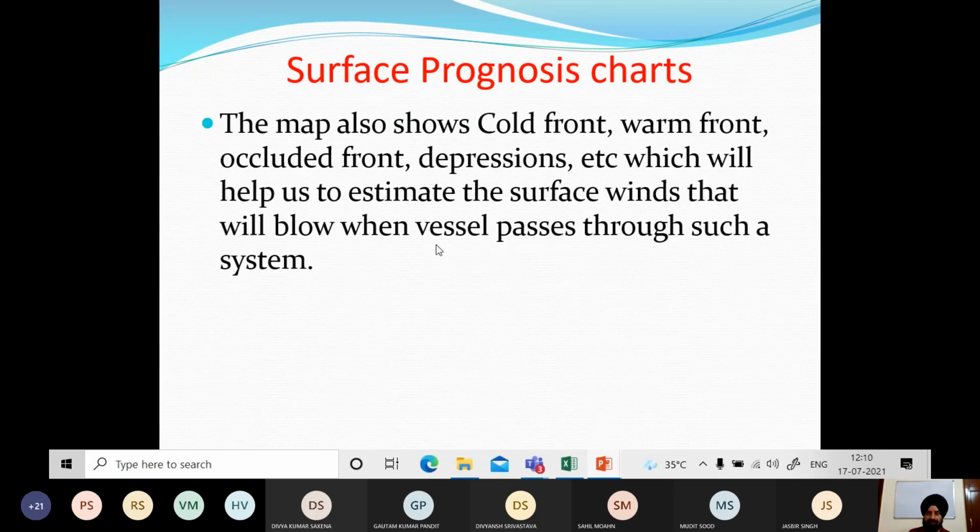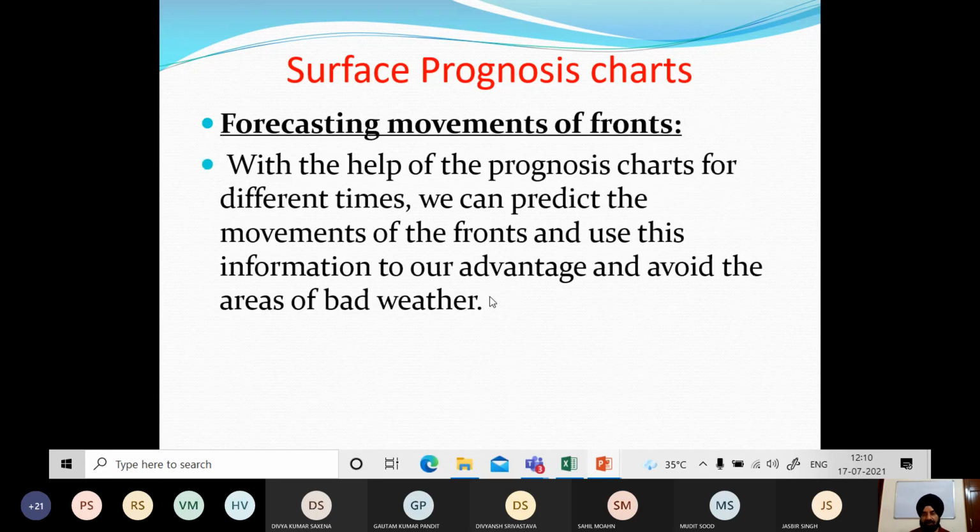So basically on the vessel passing through such a system, it helps us. Forecasting movements of fronts with the help of prognostic charts for different times, we can predict movement of fronts and use this information to our advantage and avoid areas of bad weather.